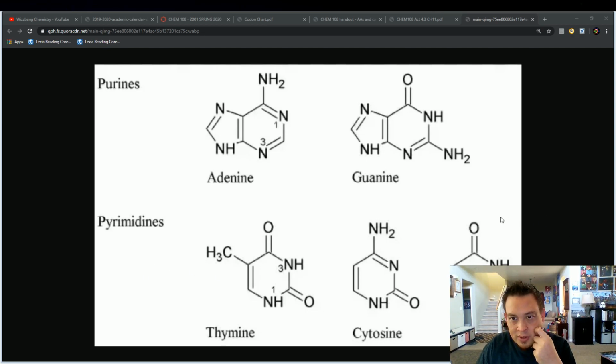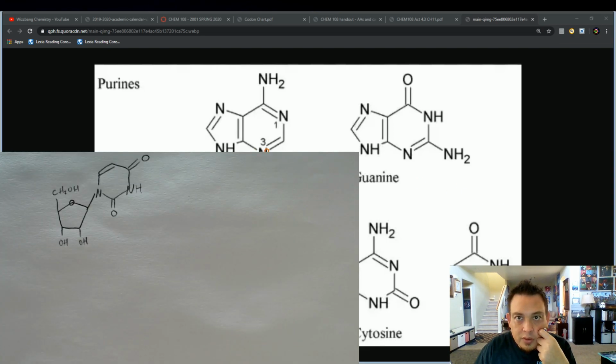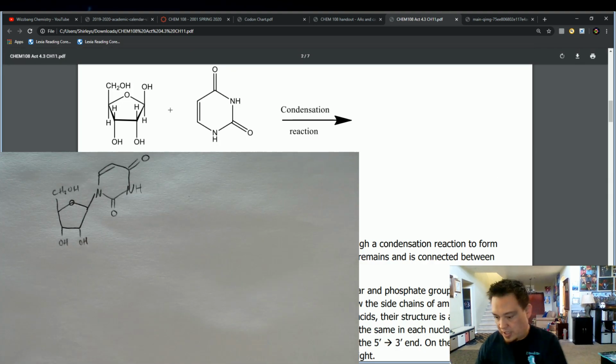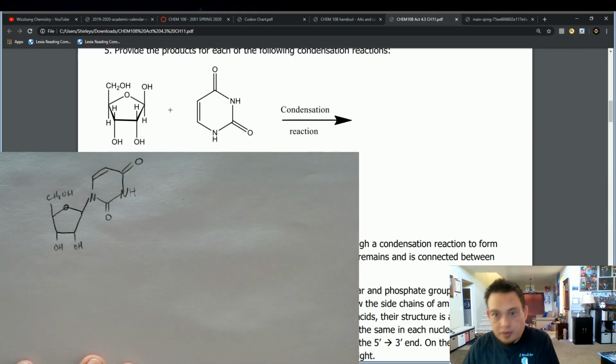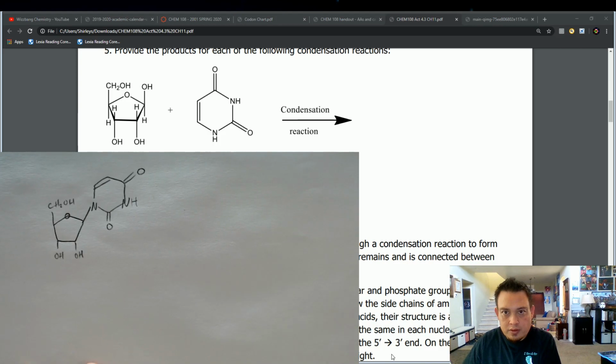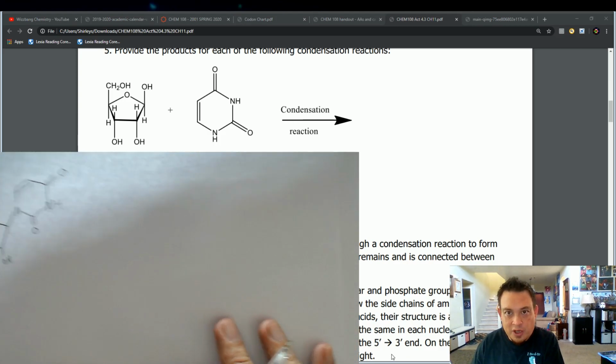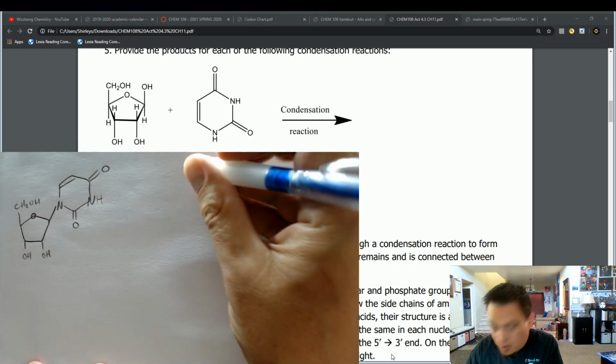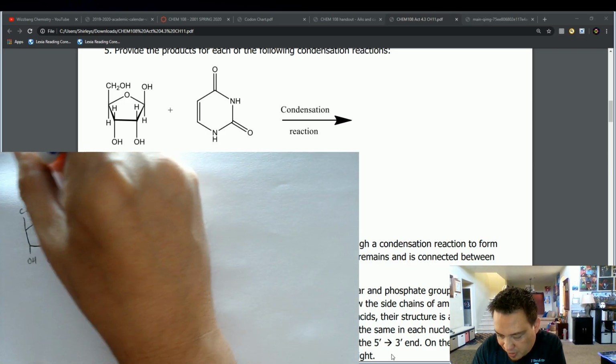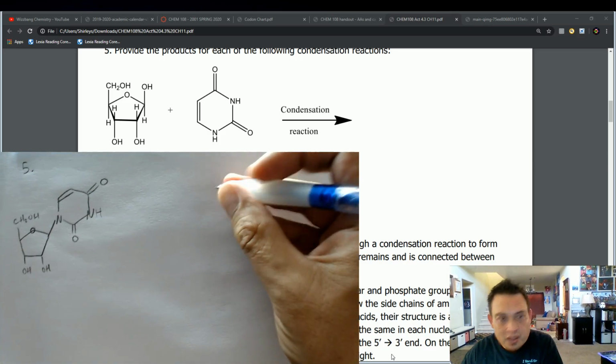So switch back over. Oops, there we go. I'm going to slide this drawing over here. So we're working on number 5 here again. Just make sure you're clear which one we're on. We're on number 5.